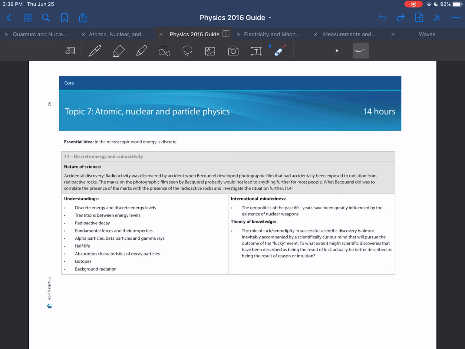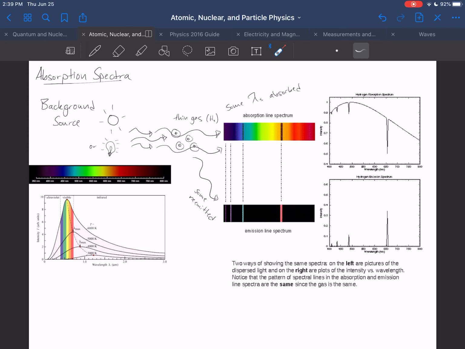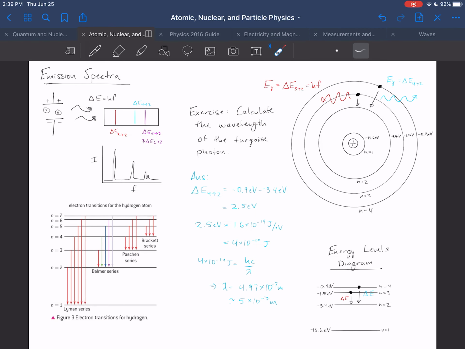Hello everyone! In this video we will continue to examine topic 7.1, discrete energy and radioactivity, and in particular we will transition from discussing emission spectra to discussing absorption spectra. So, in the previous set of videos, we fully explained the formation of emission spectra. So how do we create emission spectra? We can do this in a laboratory with a high potential difference applied to a thin gas of a variety of sorts. And we discussed how that provided significant evidence for the quantum model of the atom.